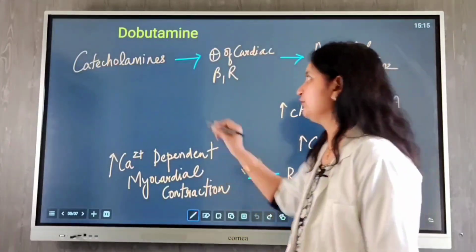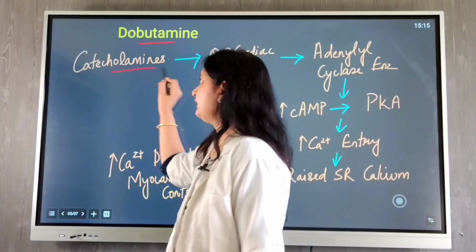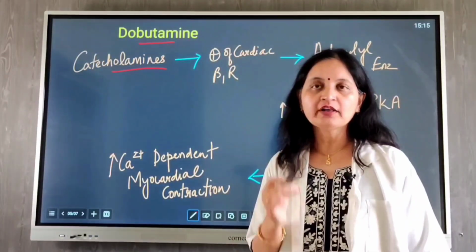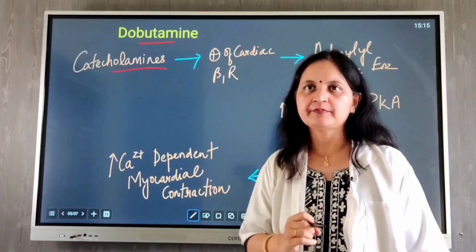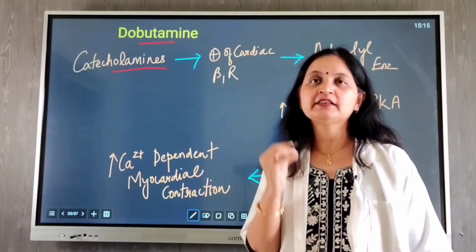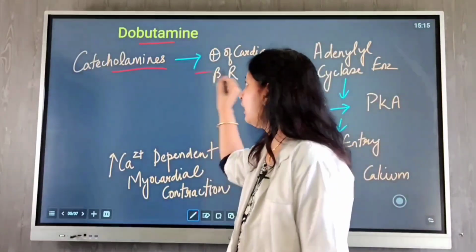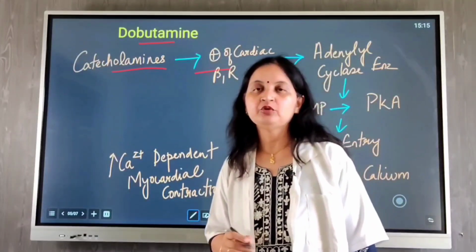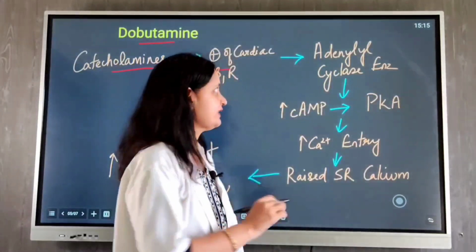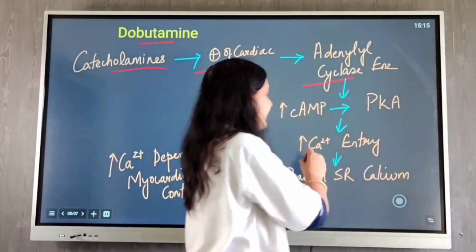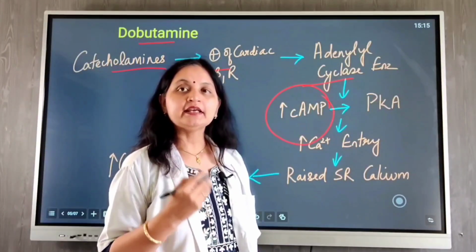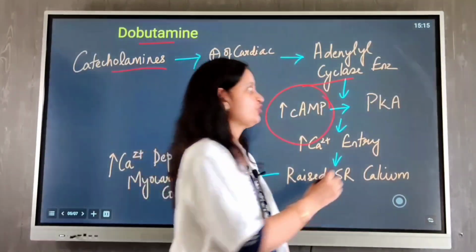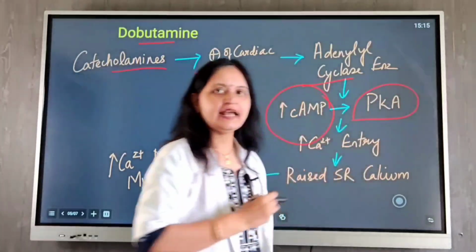Let's now discuss dobutamine. Dobutamine is a catecholamine like epinephrine, norepinephrine, dopamine, dobutamine. All of these belong to catecholamines. How do they act? They stimulate the beta-1 receptor of the heart, activating an enzyme known as adenylyl cyclase enzyme. Because of this enzyme activation, there is increased cyclic AMP concentration. And increased cyclic AMP concentration stimulates protein kinase A enzyme.